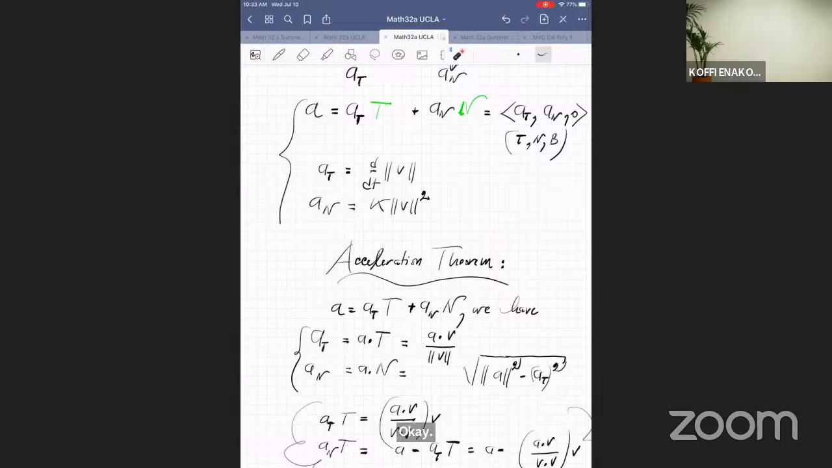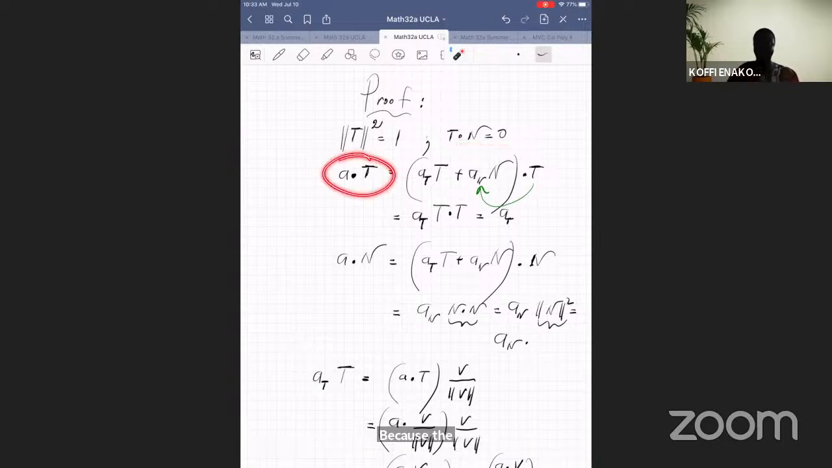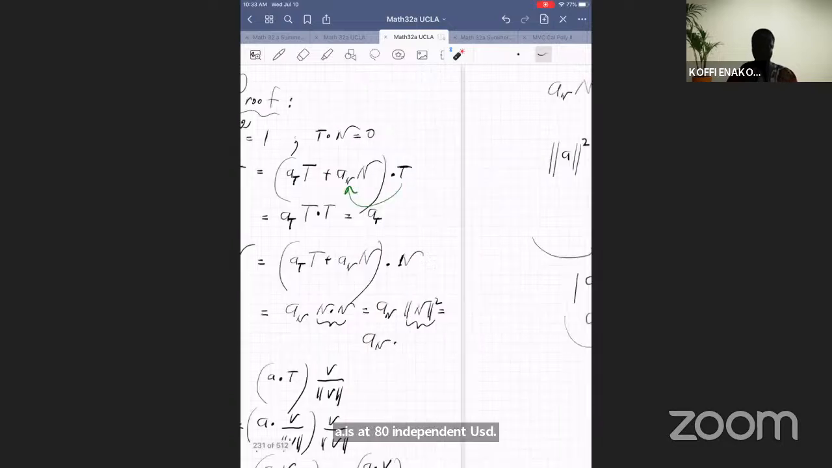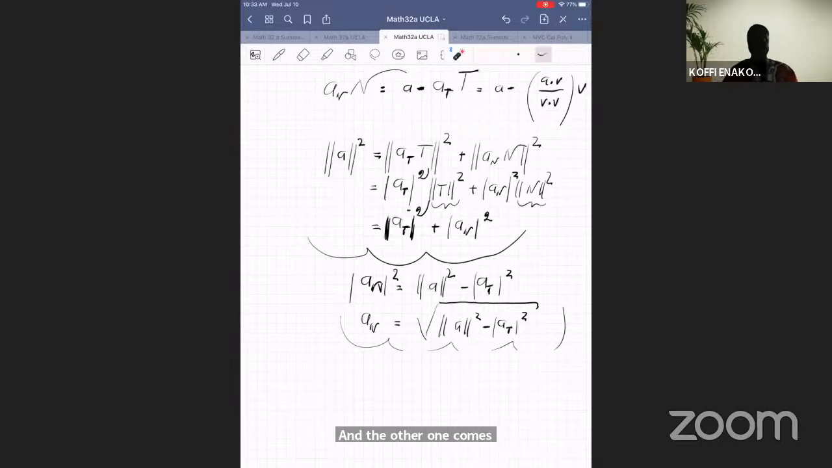So all of those formulas are very simple. There is nothing complicated about them. Let's apply them. This is the proof I described previously. Because the norm equals 0, then a dot T gives us A_T, a dot N gives us A_N. This is also just the translation of the definition of T. We proved that. And the other one comes from the Pythagorean theorem, because of the orthogonality between the tangential and the normal components. And then the rest follows.